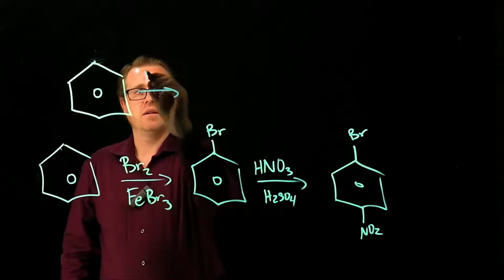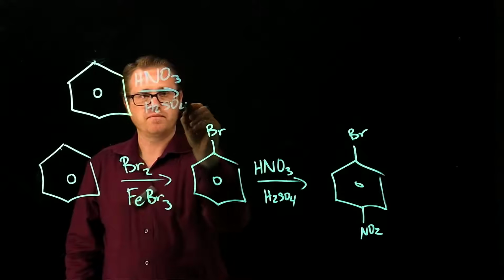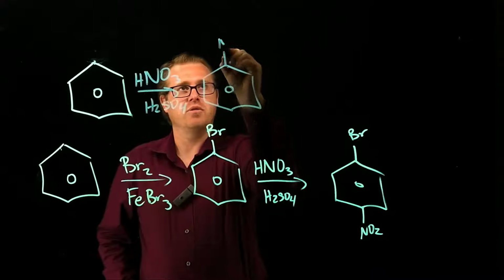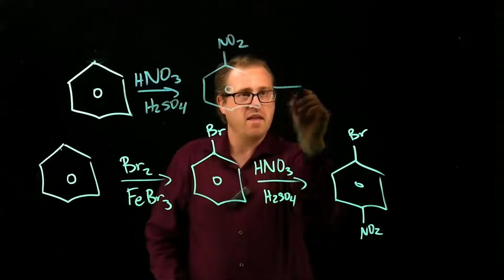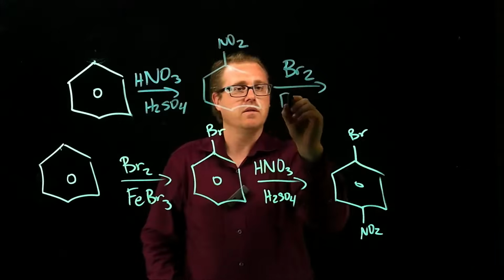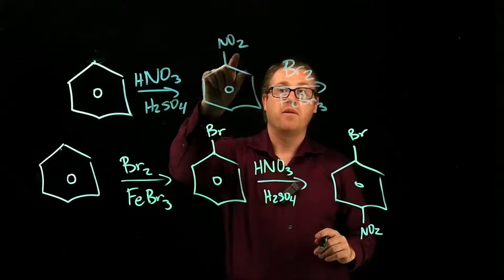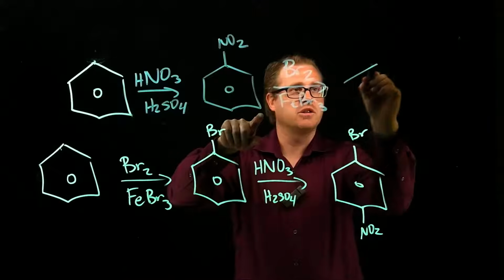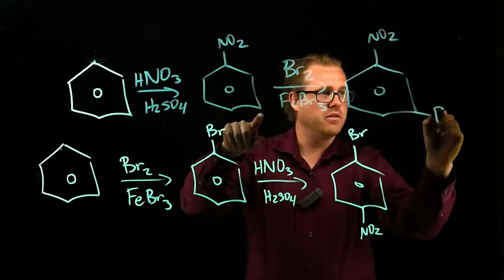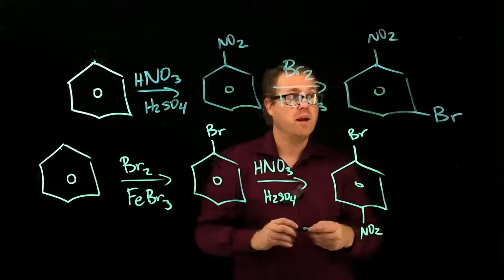What if we did the nitration first? What would that do? That would put the nitro group on, right? And then if we did the bromination, that is the electron withdrawing group, meta director, and then it would attach the bromine on the meta position. And look, that is our compound.